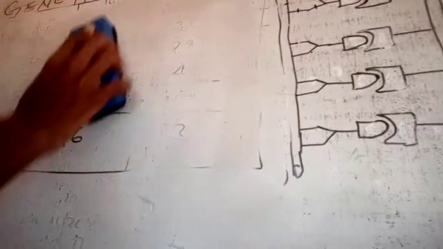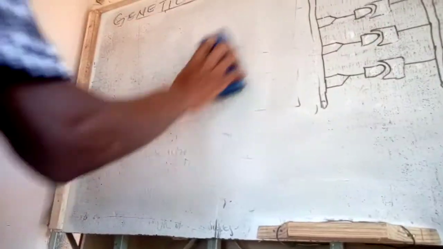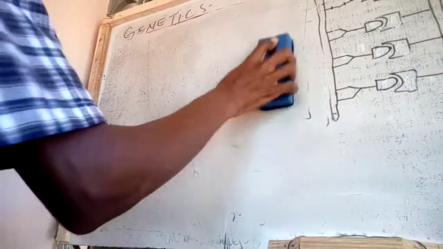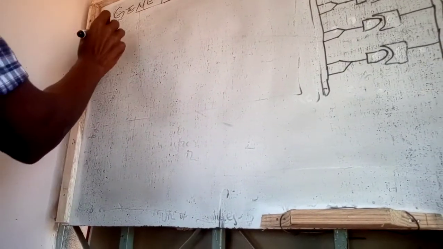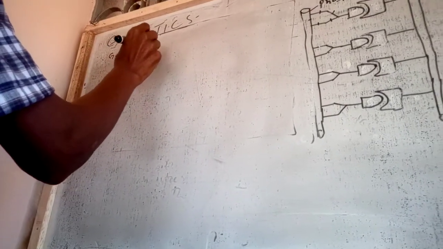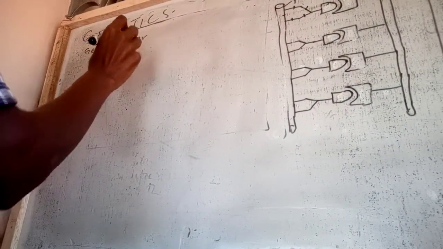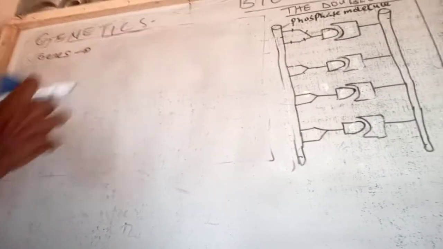or the gene. As far as the gene is concerned, I explained it in the previous lesson, and I said a gene refers to the unit of inheritance. That is the definition of genes. Genes refer to hereditary factors.